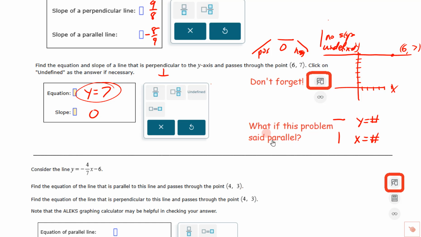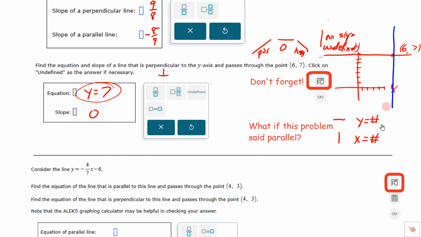Now, what if this problem did say parallel? I just want to cover that just in case. So if you run across one where it says parallel to one of the axes, in this case, the y-axis, if it's parallel to the y-axis, it runs up and down, it's vertical, so we'd have a line that looks like this. Well, if you think about it, remember, this was y equals a number because it was perfectly flat. That's going to be y equals 7. That's the answer we got to that one.